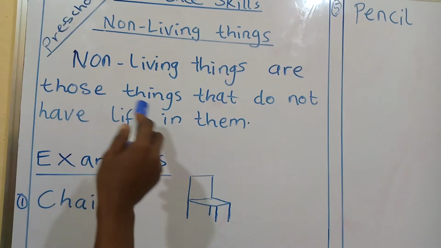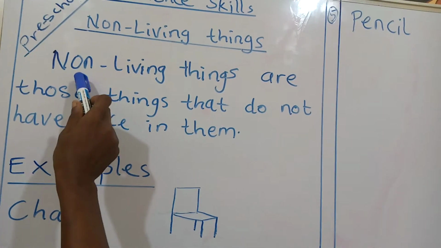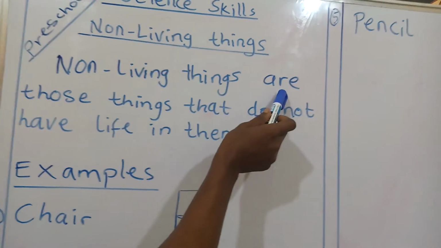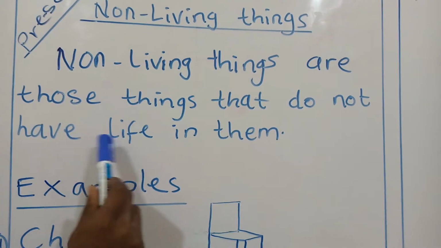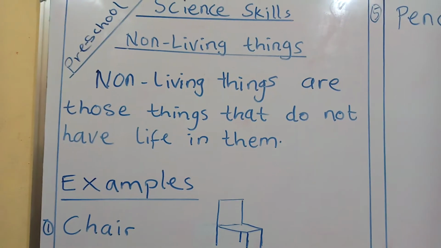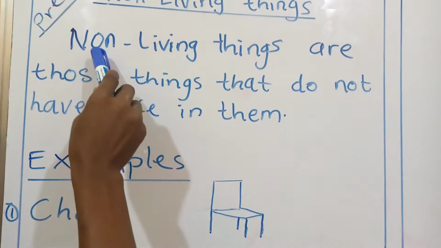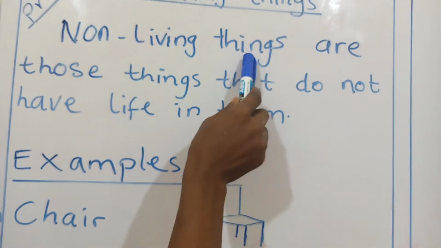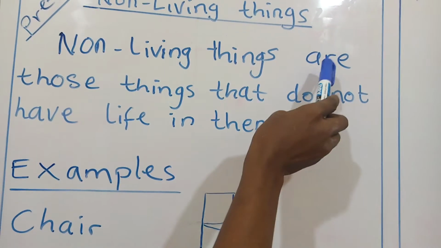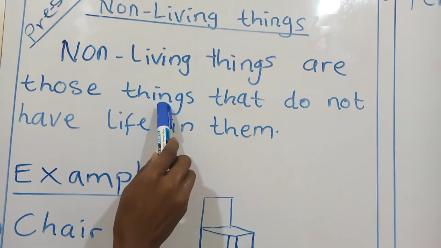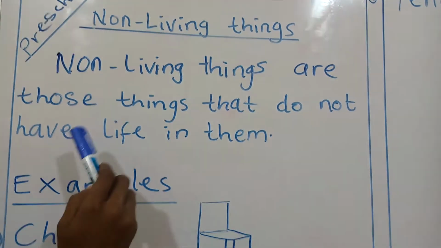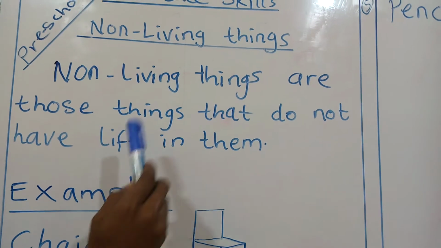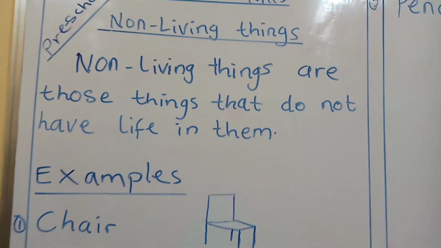Now the meaning of non-living thing. Non-living things are those things that do not have life in them. Can you repeat after me? Non-living things are those things that do not have life in them. That's beautiful.